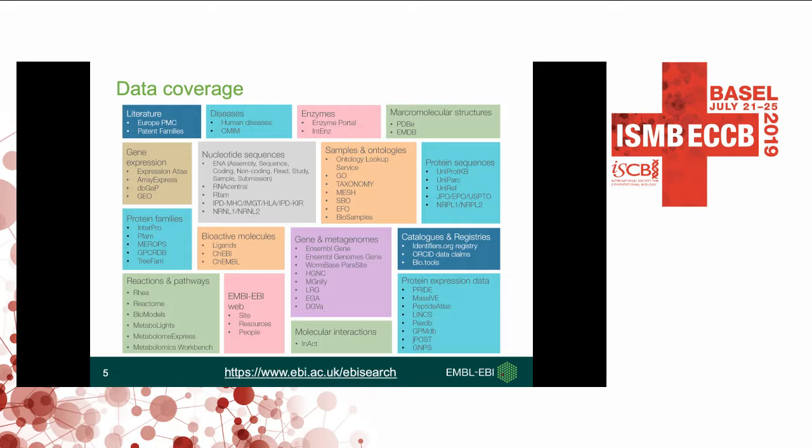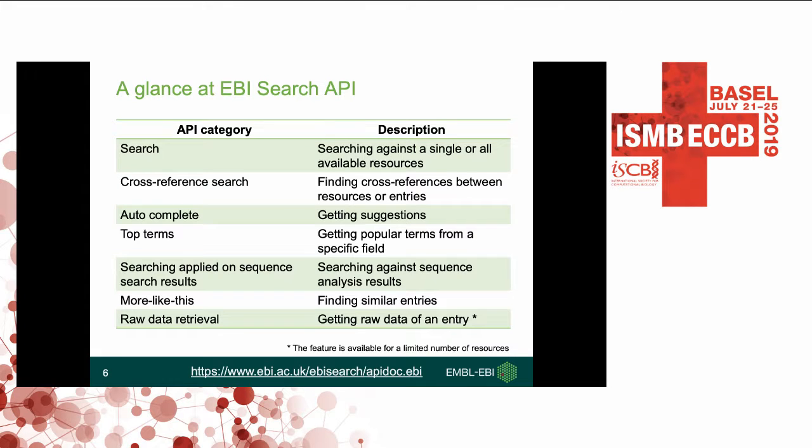Now I'm going to move to the EBI Search API. This table shows what kind of features we are providing through the RESTful web services. So obviously search, so you can perform search against a single resource or against multiple resources. You can get a list of entries sorted by relevance or other sorting criteria. Also you can get facets which can be used later to filter a result. We provide cross-reference search, which is to find cross-reference information between resources or entries.